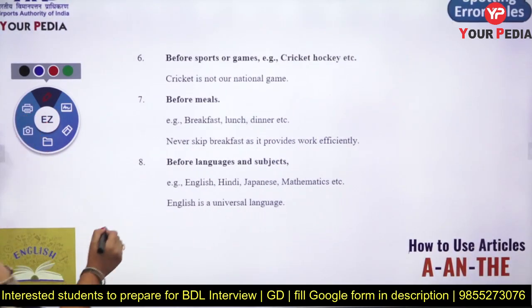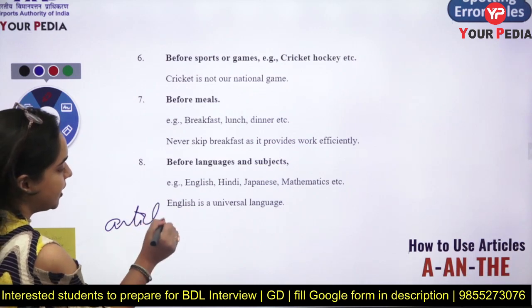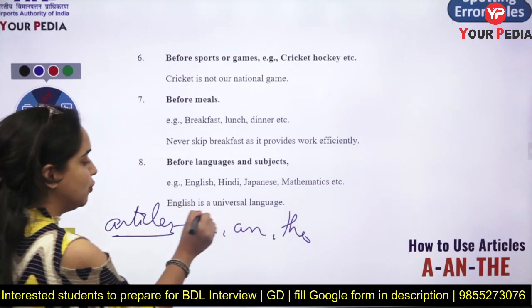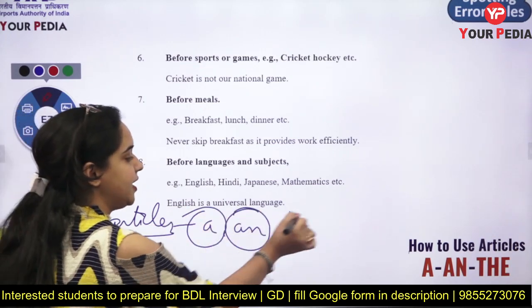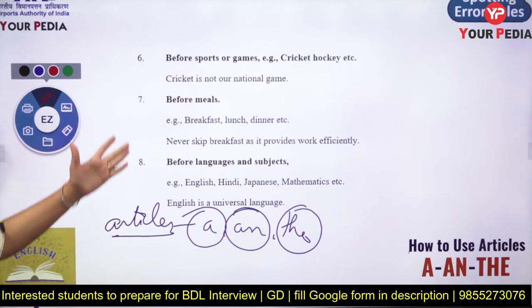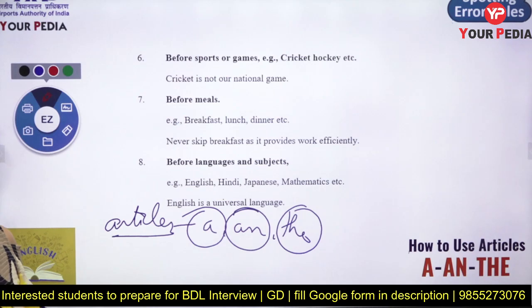So before starting, here it simply ends where you needed to use articles. What were our articles? A, an, and the. Where we used article a, where we used article an, and where we used article the. All these 3 things, and where we need to omit these articles. These were the 8 areas, 8 portions where you should be aware.